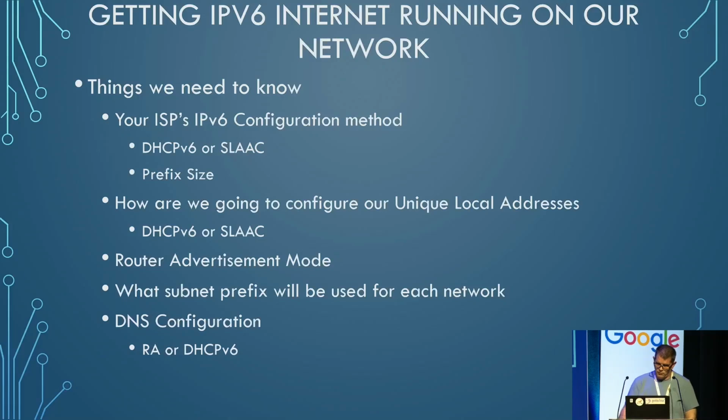So what do we need to know about IPv6 for our internet access? First and foremost, we need to know the configuration setup from our provider. We need to know what size prefix they allow, because every provider is different. How you're going to configure our unique local address allocation, our router advertisement mode, what subnet prefix you're going to use assigning to an interface, and how you're going to handle DNS allocation.